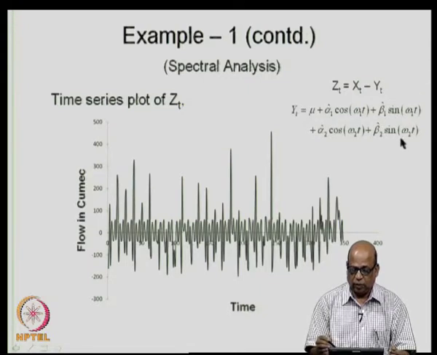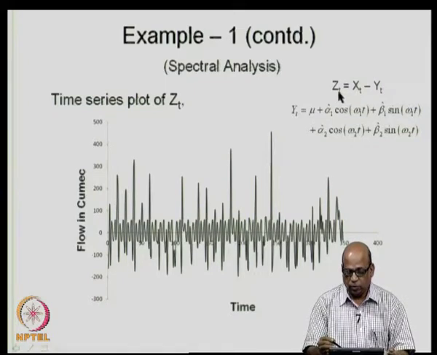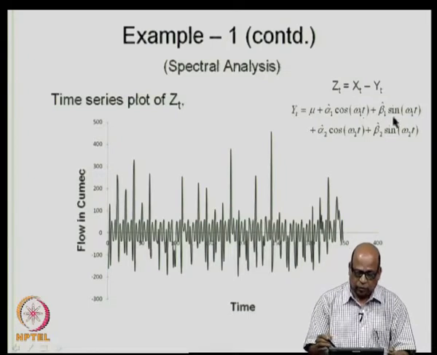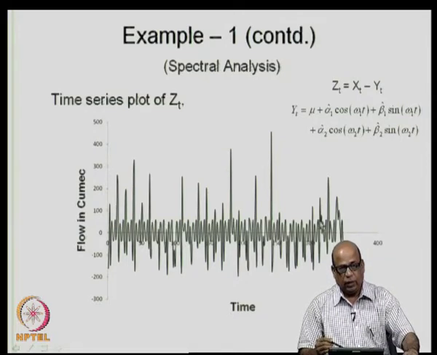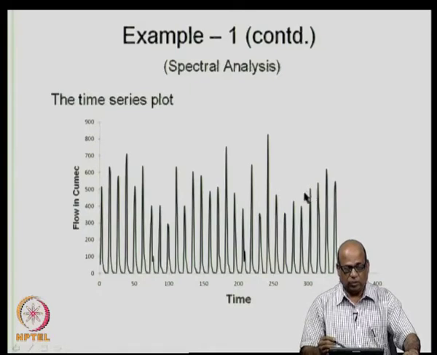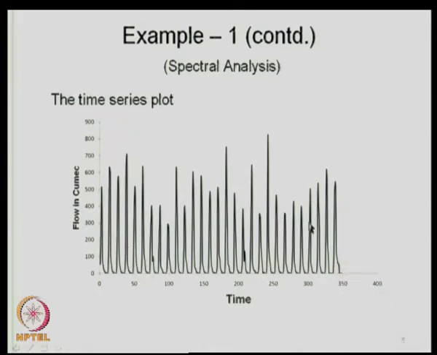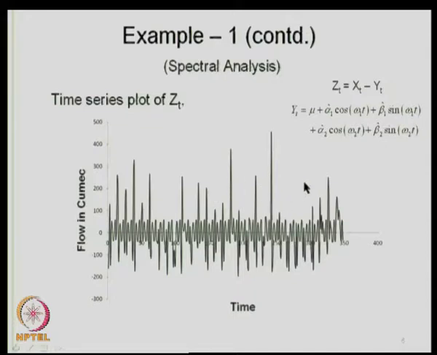This is in the frequency domain. The first two periodicities are here: alpha 1 and beta 1, alpha 2 and beta 2, omega 1 and omega 2. So, this term corresponds to the first two periodicities in the frequency domain. We reconstitute the time series as Z t is equal to x t minus y t, remove the first two periodicities and plot the time series. Look at how the time series looks vis-a-vis the original time series. The original time series is here, this is your x t, and this is your Z t.